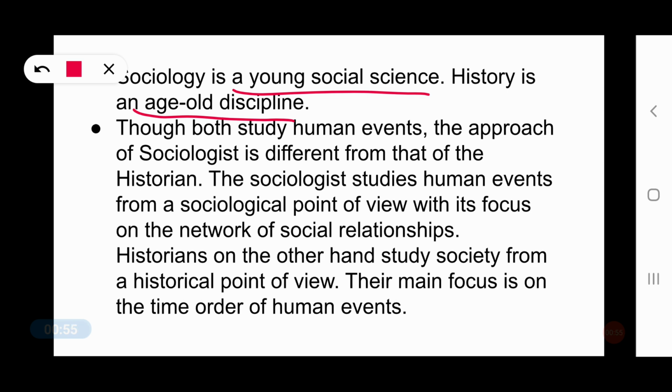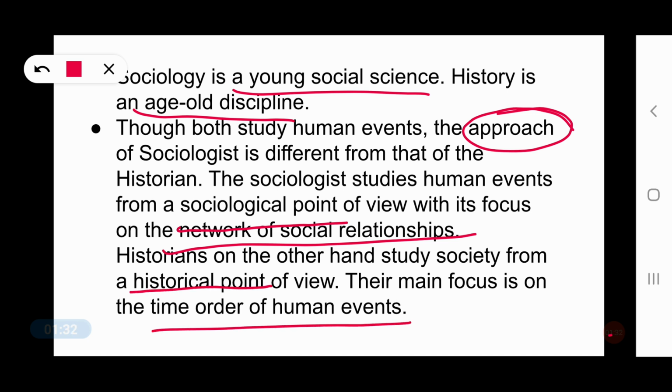Alright, so moving on to the next point. Though both study human events, the approach of the sociologist is different from that of the historian. So, we are talking about the approach of the two subjects. Let us see what are the approaches adopted by the two disciplines. While sociology studies human events from a sociological point of view with a focus on the network of social relationships, the historian, on the other hand, studies society from the historical point of view. Their main focus is on the time order of events.